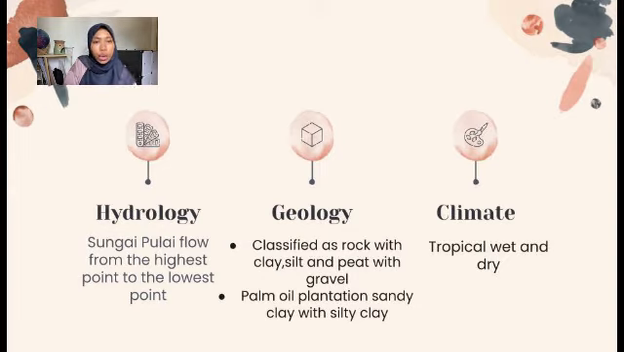In hydrology, we assume that Sungai Pulai flows from the highest point to the lowest point. Geology, we classified the rock as rock with clay, silt and peat with gravel. And the palm oil plantation is a sandy clay with silty clay soil. And climate, tropical wet and dry throughout the season.